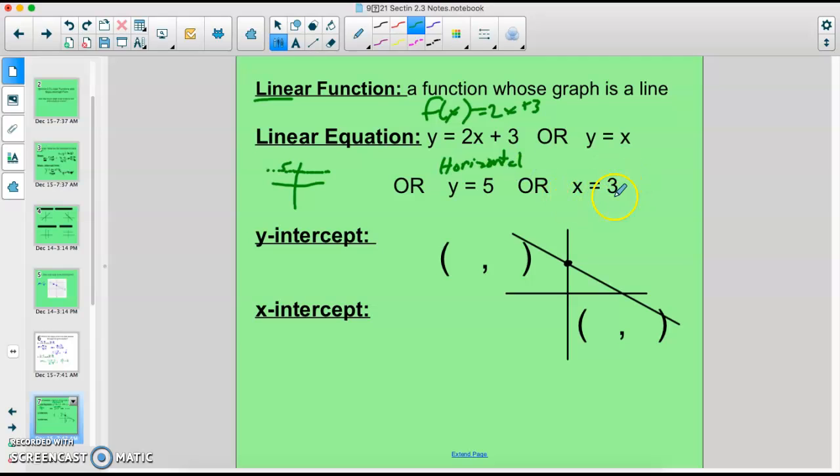And similarly, if it crosses the x-axis at 3, let's just call that 3, we got right down there, it's going to be a vertical line.